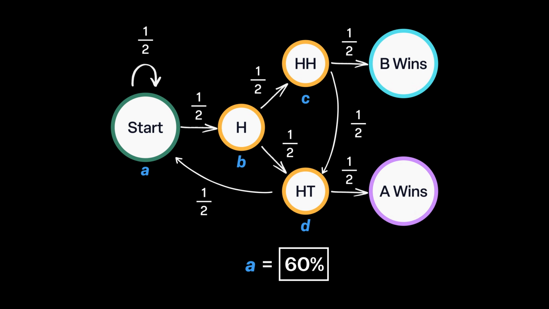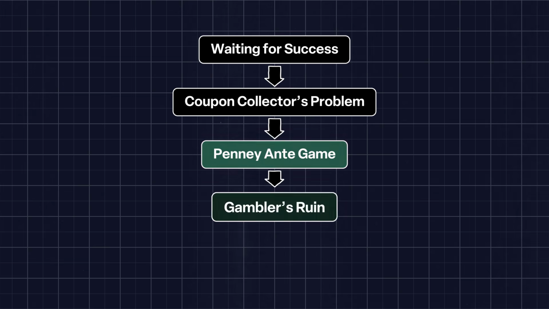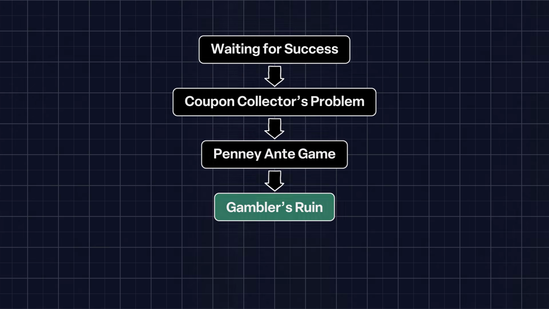Looking at the state diagram, now we see why Alice has the advantage. There is an arrow from HH to HT, which is 1 flip away from Alice winning. There's no arrow the other way around. By drawing the state diagram and doing a little algebra, we figured out the exact probability. Next, let's apply that same method to one of the oldest problems in probability.